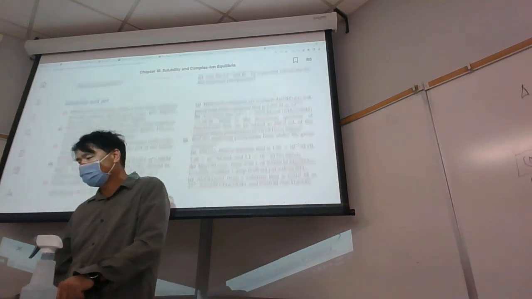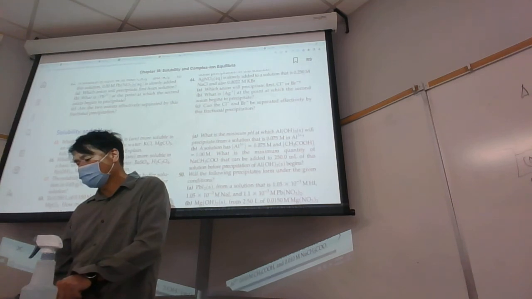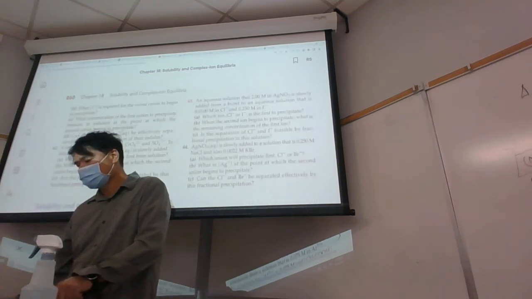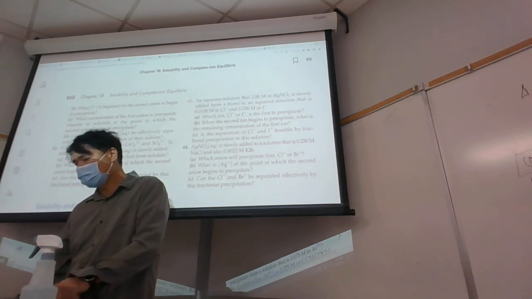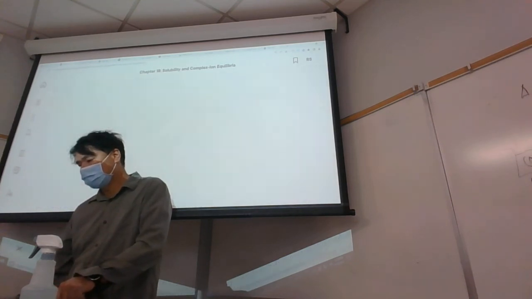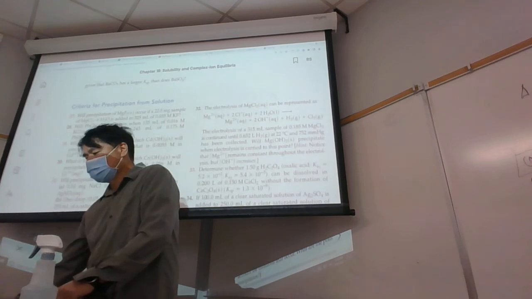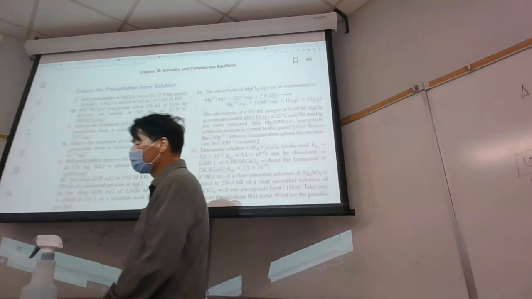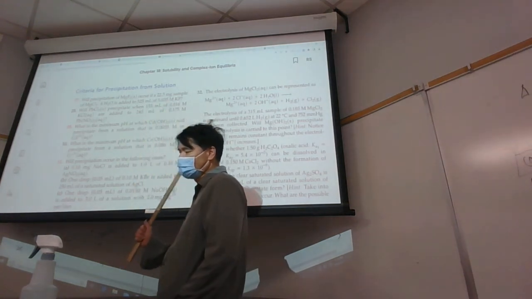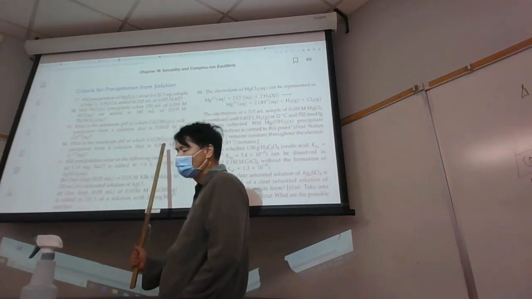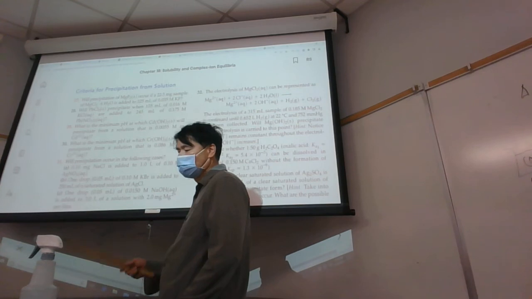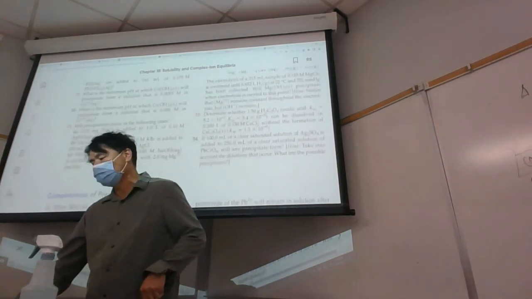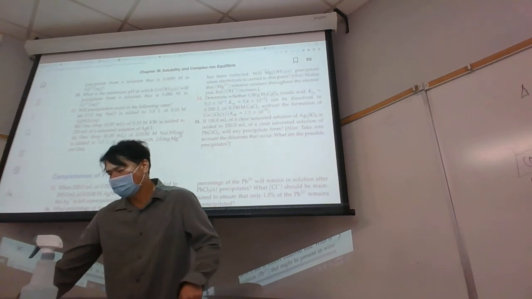But sometimes finding the concentrations is easy because they give you the concentrations. That's what I was saying earlier. This is criteria for precipitation. So sometimes they just give you the concentrations and you just figure it out. Sometimes they make you work to get the concentrations and then figure it out. Then we have completeness of precipitation.